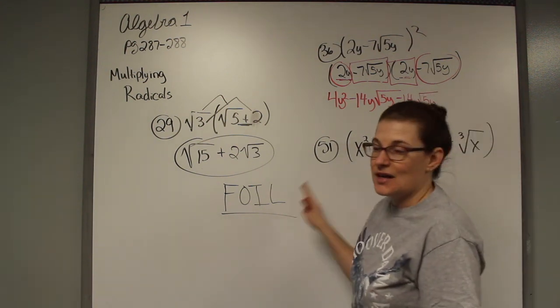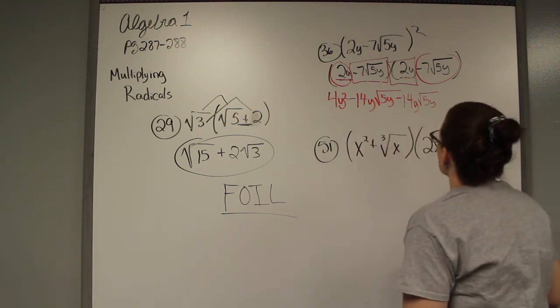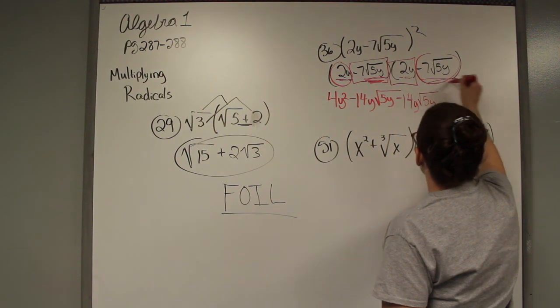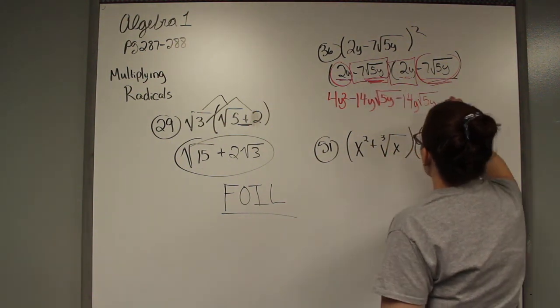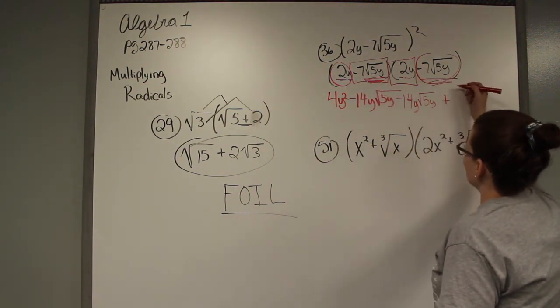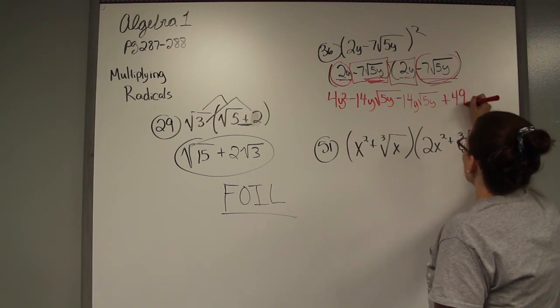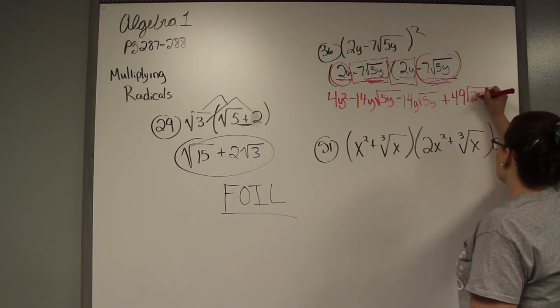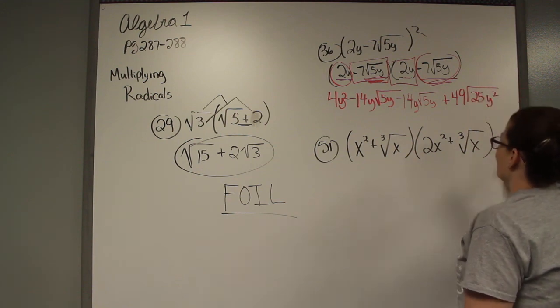And the L stands for last, which would be that times that. That is a negative, that's a negative, so that makes a positive. 7 times 7 is 49, and 5 times 5 is 25, and y times y is y squared.